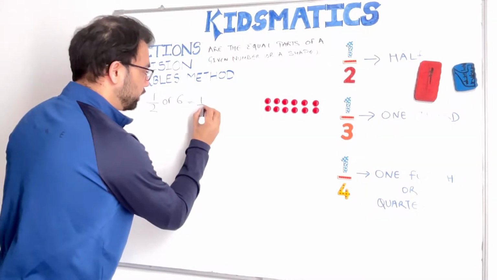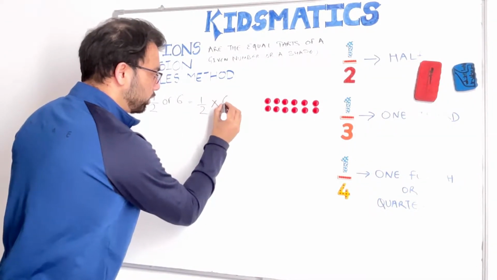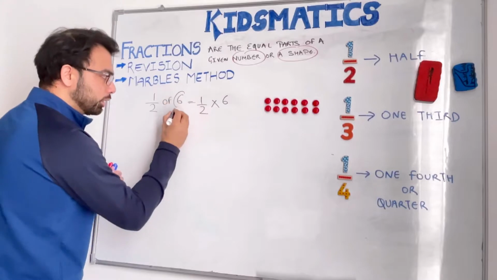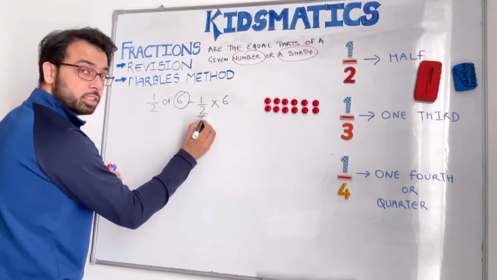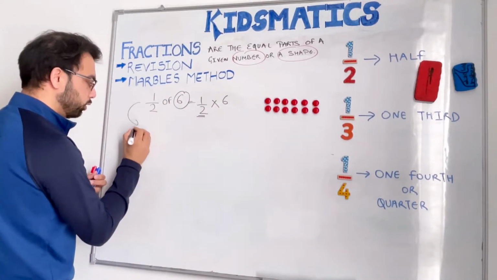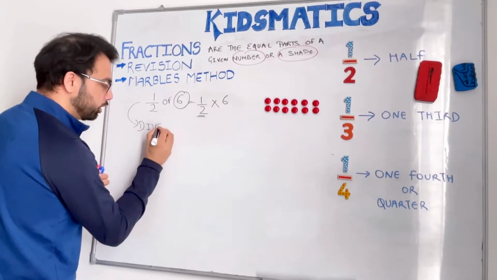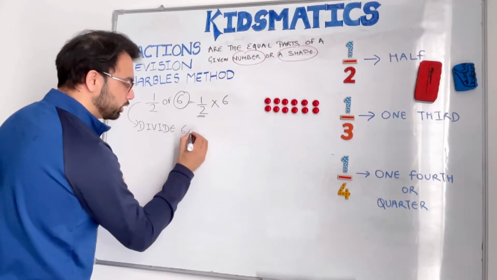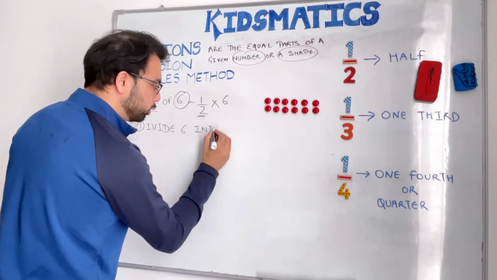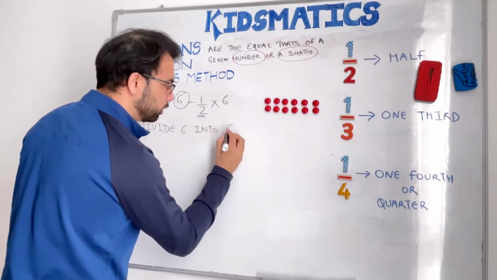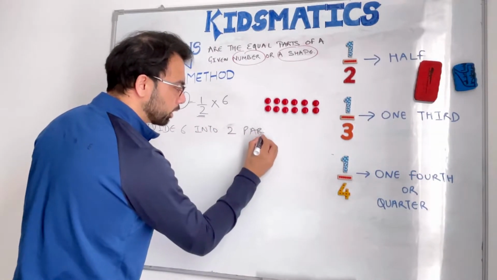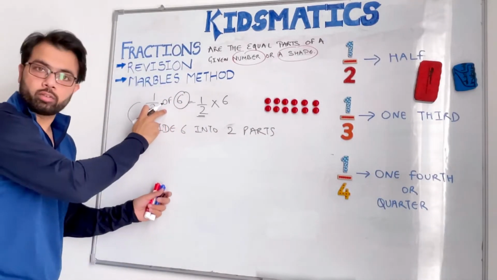So when we say half of 6, it means we are dividing this number into these many parts. Let me write down this statement over here. What we are saying is: divide 6 into 2 parts. That is what is happening over here, right?